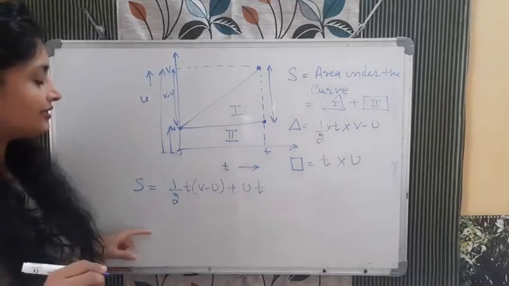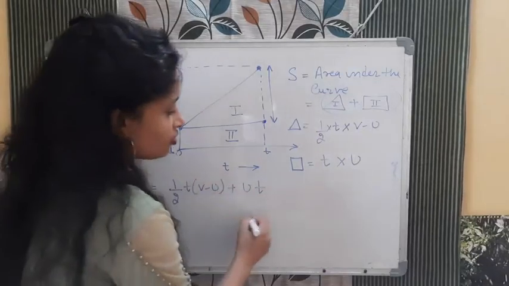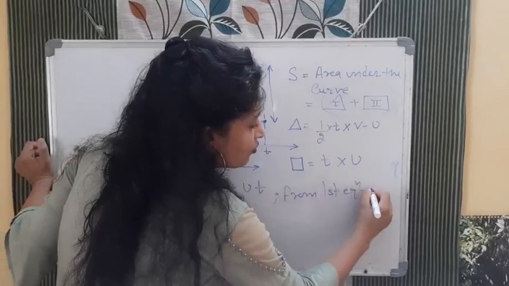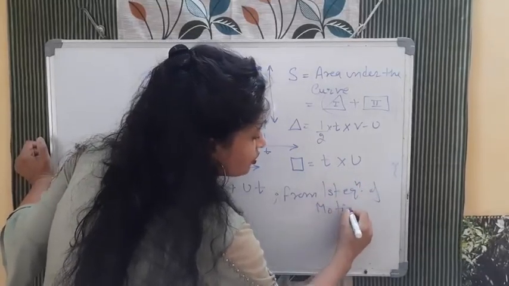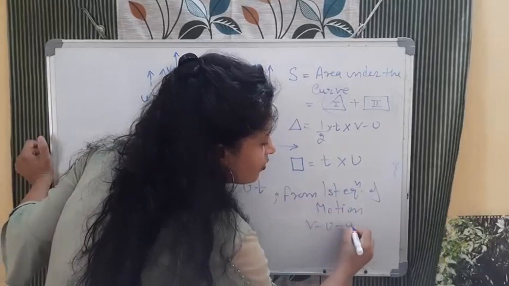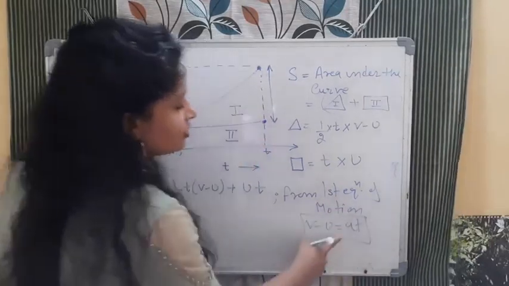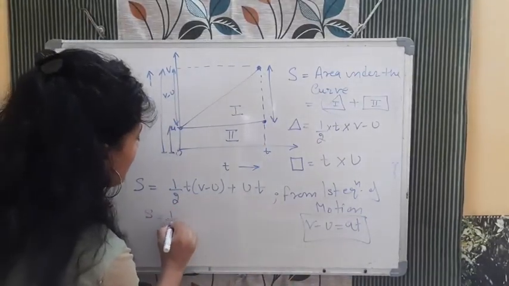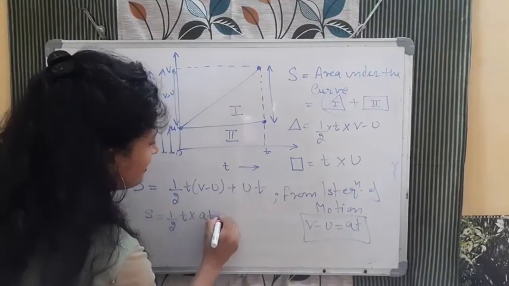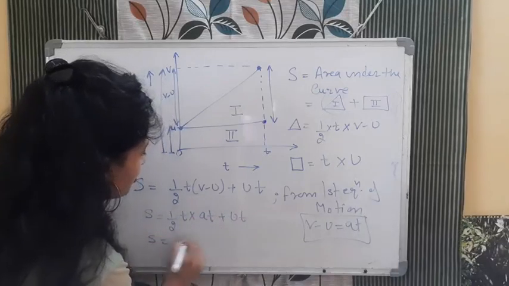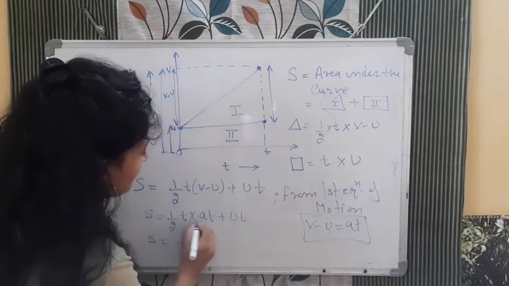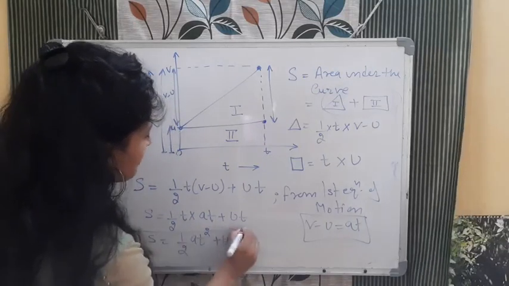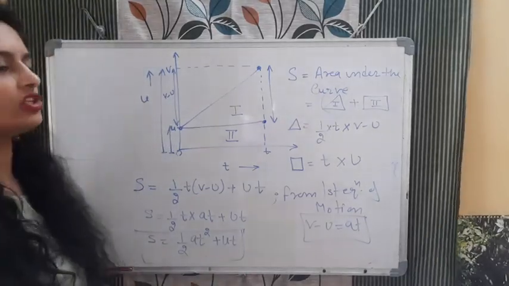Okay, we got it. Now from the first equation of motion, you all know v minus u is equal to at. Put the value of v minus u here. So what will you get? S is equal to half t into at plus ut. So S is equal to half a t multiplied by t, which becomes t square, plus ut. So S is equal to half a t square plus ut. This is our third equation of motion.